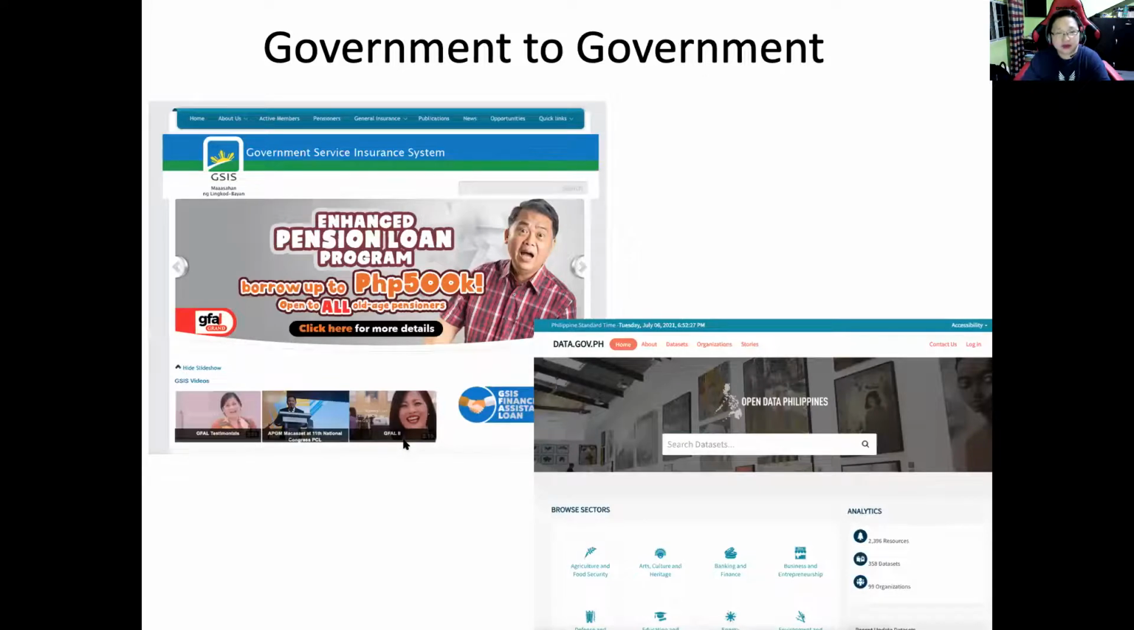And for government to government, there's the Government Service Insurance System. If the SSS is for the private sector, GSIS is for the government, no. So government agencies who would like to provide social security benefits to their employees typically do it through the Government Service Insurance System.